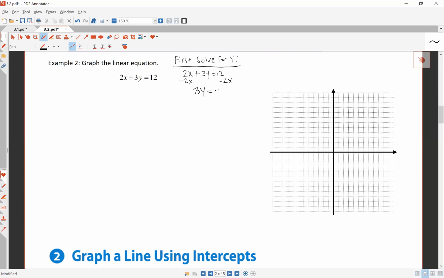Gives me 3y equals negative 2x plus 12. Now when we divide by 3 on the left, that cancels the 3, but we have to divide each of these pieces by 3, giving us y equals negative 2/3 x plus 4. All right, so now we look at the equation y equals negative 2/3 x plus 4, and we plug in values to this equation.